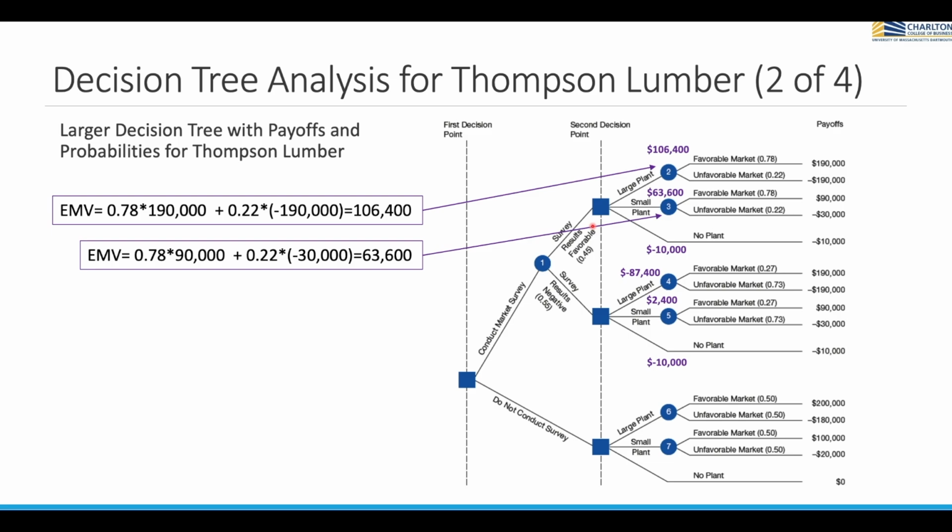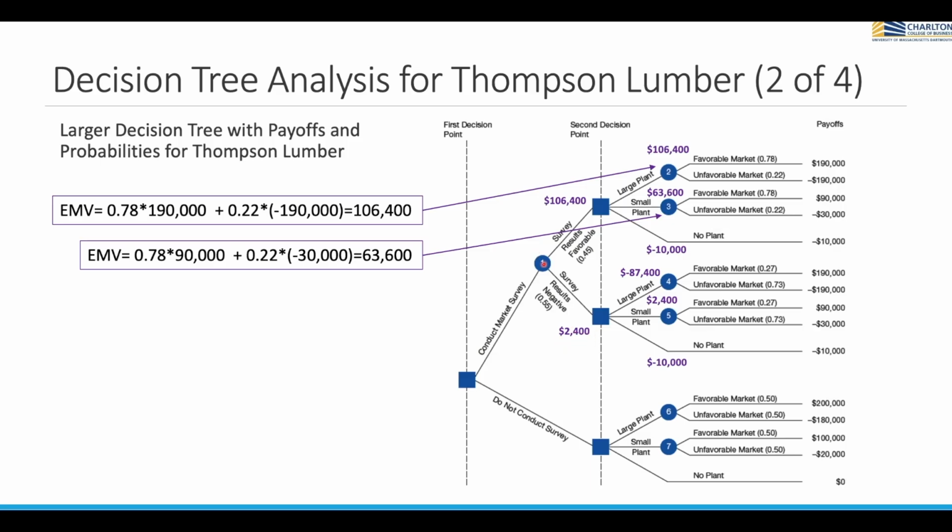So we can calculate the payoff for other scenarios when the survey result is negative and the company decides to go for a large plant. 27% of the time they earn 190,000, 73% of the time they lose 190,000. So the weighted average of these two numbers, considering the probabilities, results in this payoff. Again, in a decision tree, we trace back: the EMV for this decision node would be the maximum of these payoffs. So this would be $106,400, and for this node, the maximum of these three payoffs is $2,400.